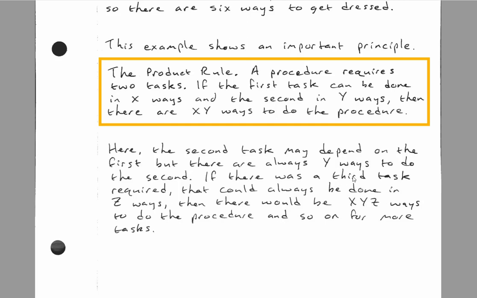And if there was a third task that could be done in Z ways, then you just keep multiplying, so X times Y times Z ways to do the procedure, and so on. For more tasks, you just keep multiplying, so you get a bigger product.